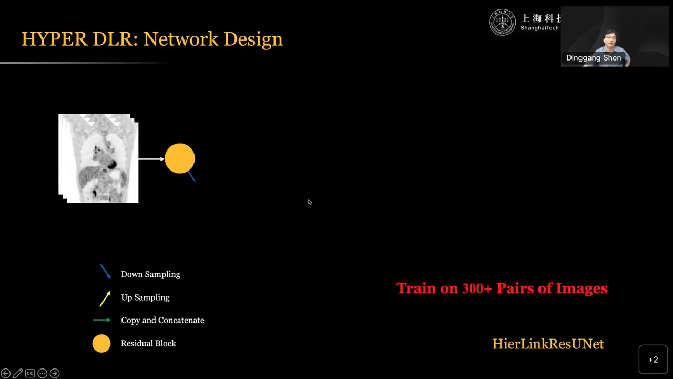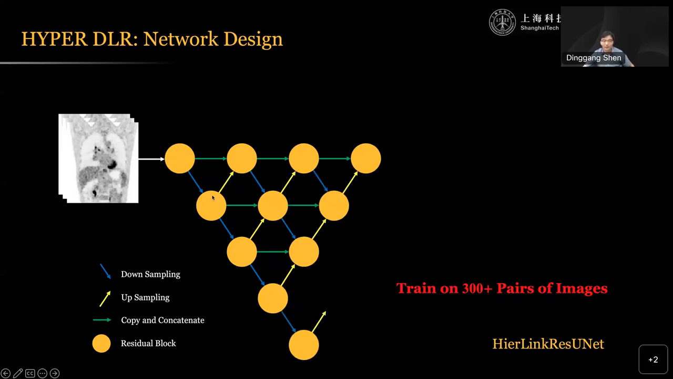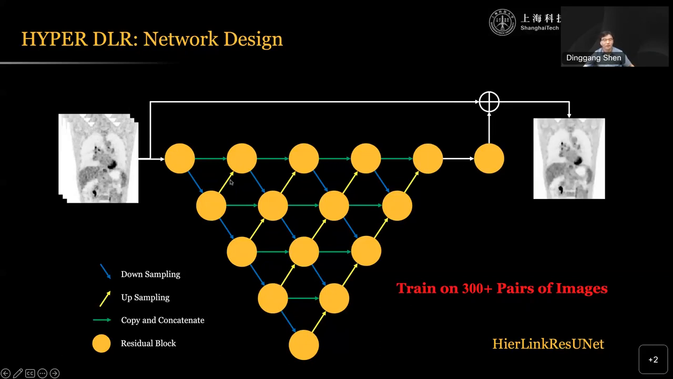So this is the network design. Originally, we use a high link residual unit. As you can see, a unit usually has encoding and then decoding. For example, you have the low dose PET image, and your output is a standard dose PET image, or standard PET image. Basically, for each encoding step we downsample the image, and we use a skip connection, but we can also upsample into that.